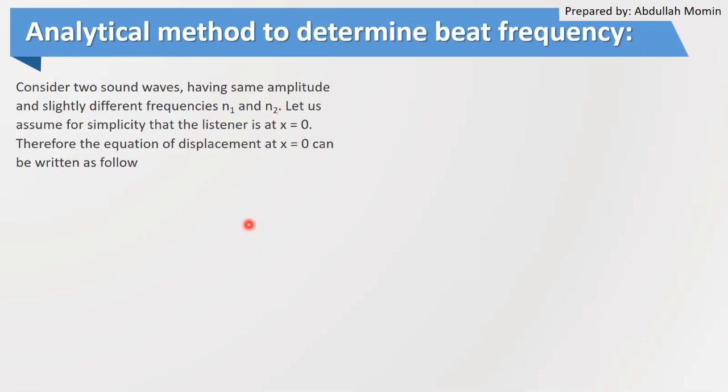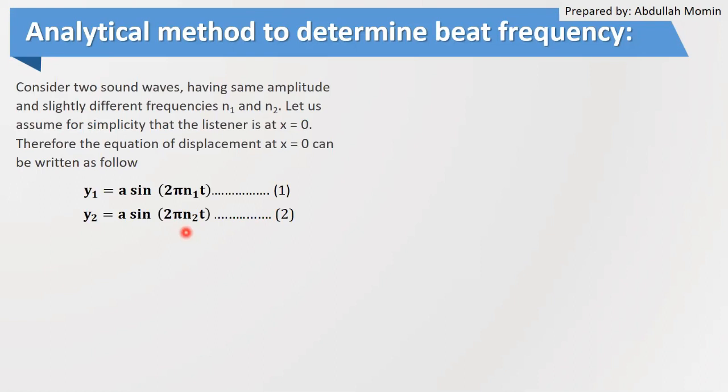So for first sound wave, we will write y1 is equal to a sin 2 pi n1t, where y1 is the displacement of first wave, a is the amplitude of first wave, and n1 is the frequency of first sound wave. Now for second sound wave, we will write y2 is equal to a sin 2 pi n2t, where y2 is the displacement of second wave, a is the amplitude of the second wave, and n2 is the frequency of second wave.